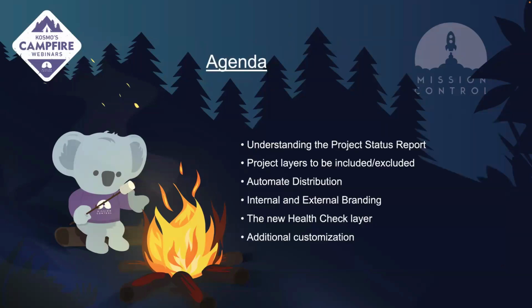So, this is the agenda for today's meeting. Today we'll be discussing understanding the project status report and what can be included in the project status report, then how to automatically distribute the report to stakeholders, how to brand the report to reflect your organization and customers, then steps to include project health checks, also controlling what content is included in the report.